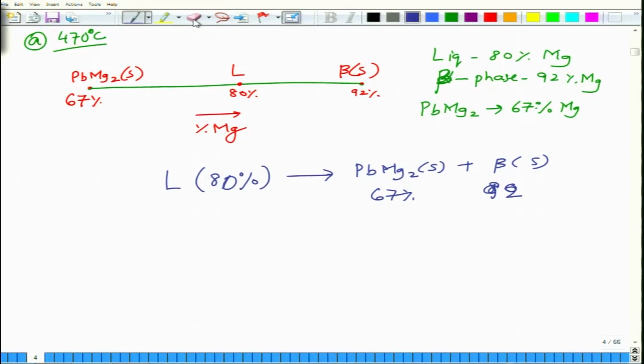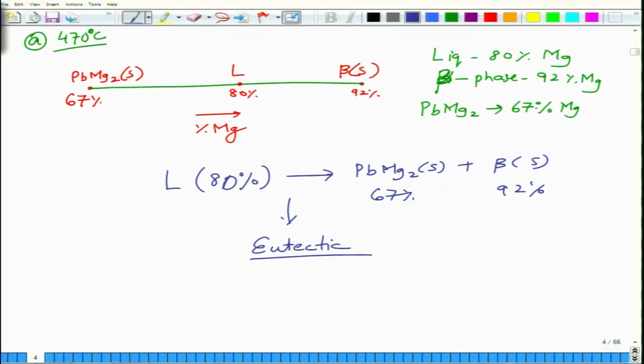92%. And we know that this reaction is eutectic. So, essentially what it means from the given data is that at 470 degrees centigrade, your liquid of composition 80% has given rise to two solid phases, beta and PbMg2, whose compositions are 92% in beta and 67% in magnesium.